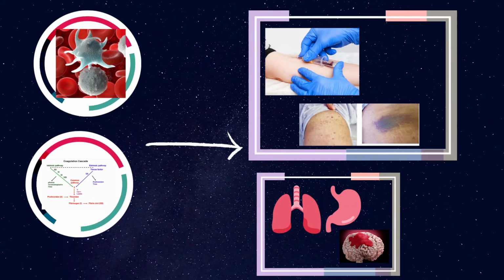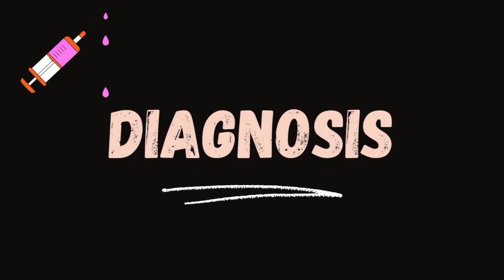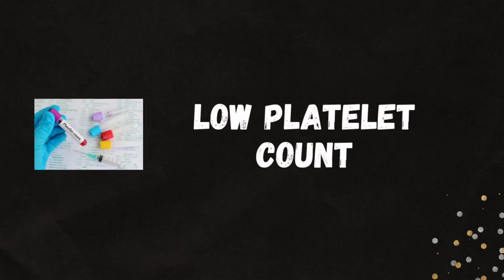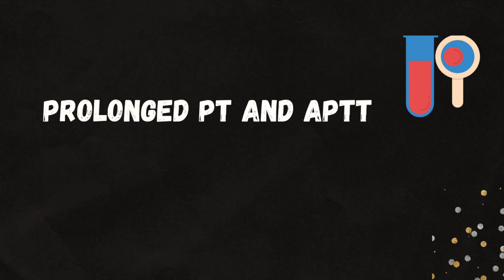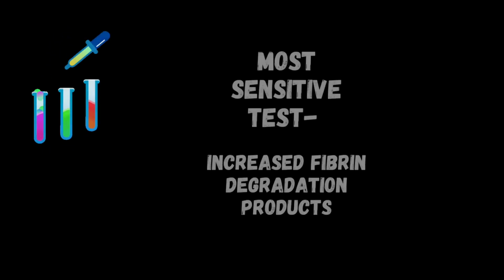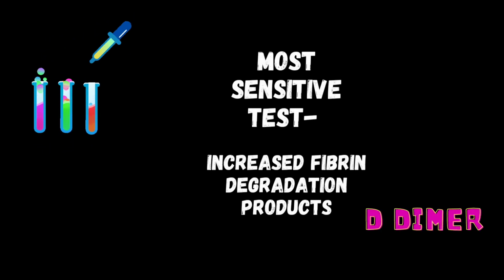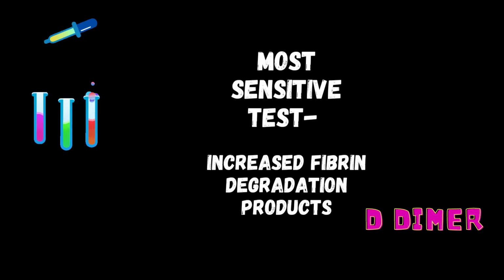Coming to the diagnosis, as we can see, more platelets are consumed in DIC. Hence, the platelet count is low. Now, recall again about the coagulation cascade. As both factors of the intrinsic and extrinsic pathways are consumed, there is prolongation of both the activated partial thromboplastin time and the prothrombin time. But the most sensitive test is increase in the fibrin degradation products, marker of which is the D-dimer. Hence, D-dimer levels are elevated in DIC.